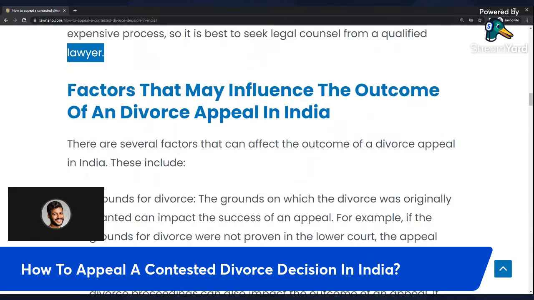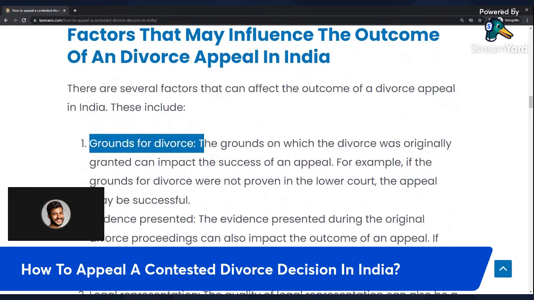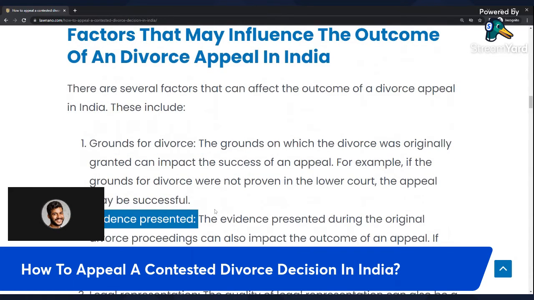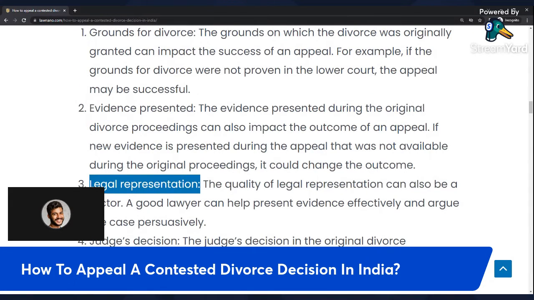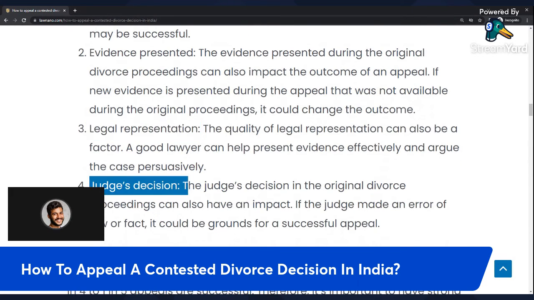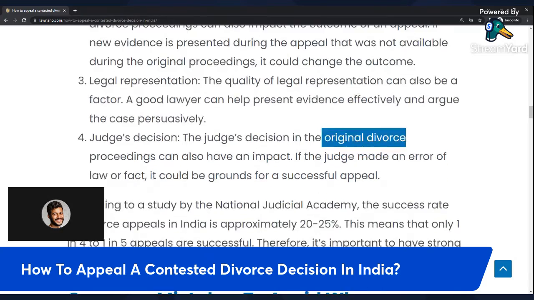So, what are the factors which might influence a divorce appeal? Again, the grounds of divorce: you have to have valid ground, you have to have evidence. Without any evidence, it is very difficult. You need to have legal representation. You might not be aware of all the nooks and crannies of law in this country or the constitution, so a legal counsel or a lawyer can help you out in this. Again, a judge's decision: if you don't agree with the original divorce decision, you can give reasons, and your lawyer will be able to help you with that.